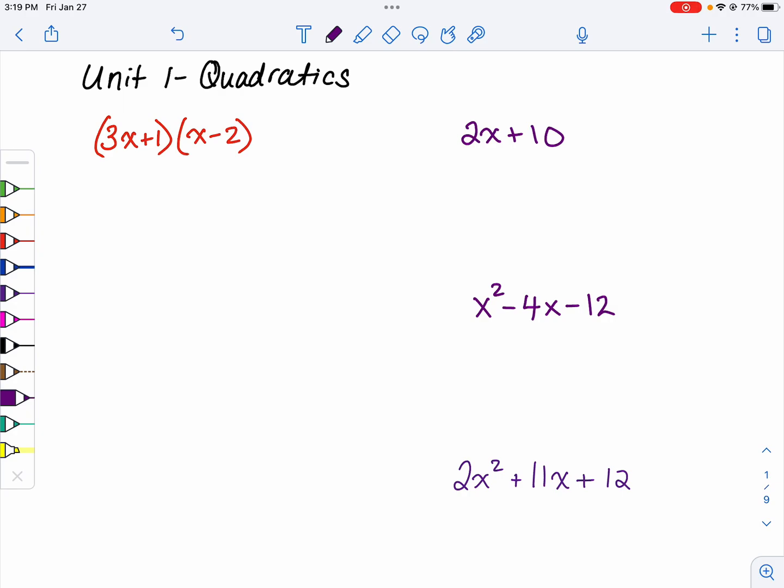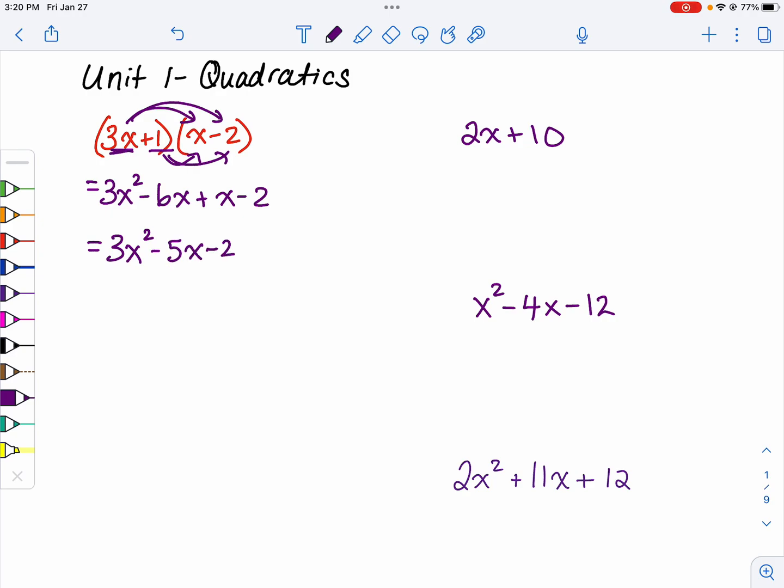So to expand, for this one, it's a couple of binomials. So we just multiply everything in this bracket by everything in the second bracket. So it becomes 3x squared minus 6x. And then we move on to the 1 and multiply it through, so plus x minus 2. Final answer, 3x squared minus 5x minus 2. So that's just how we could expand.